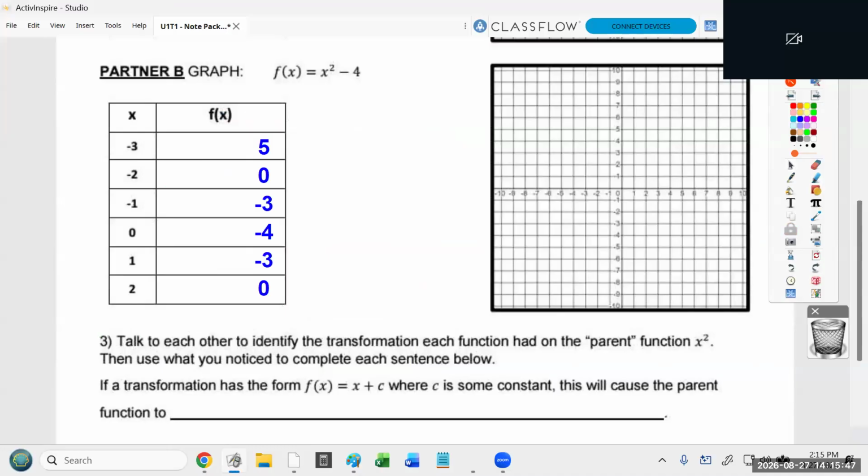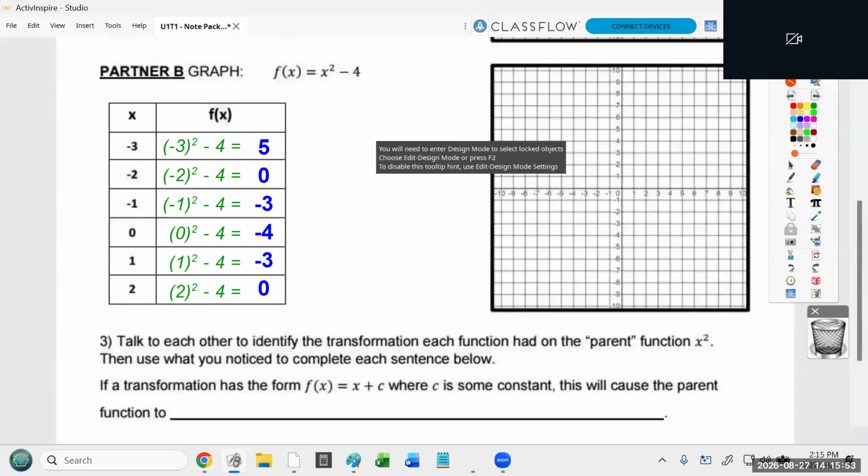Now, for those of you who are really good at mental math, if you don't want to use the calculator, you absolutely can just do the math in your head. If you want to say, well, -3 squared is 9 and 9 minus 4 is 5, go for it. If you want to say -2 squared is 4 and 4 minus 4 is 0, go for it. If you want to do the mental math, fine. But I'm telling you, we are going to see examples that you are not going to want to be doing in your head. So we need to get comfortable with the calculators to understand the concepts.